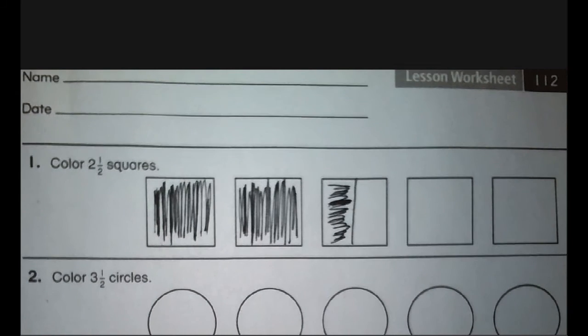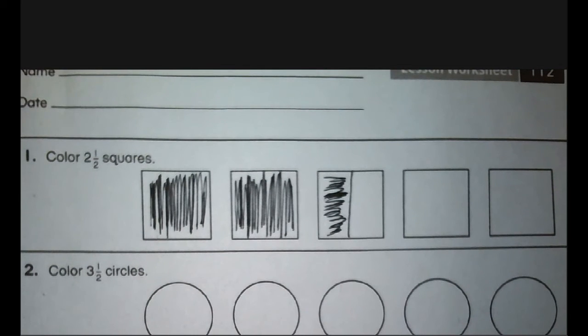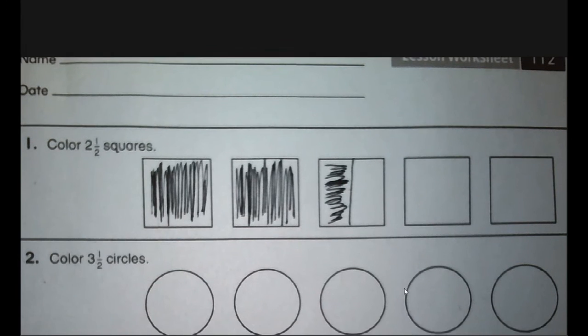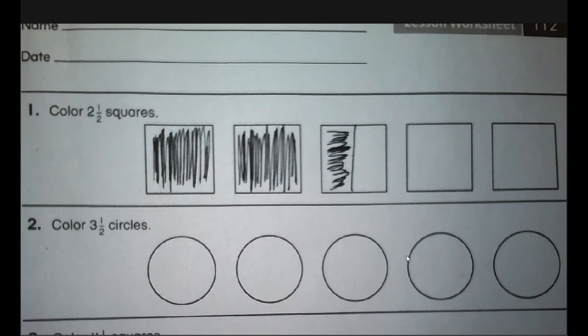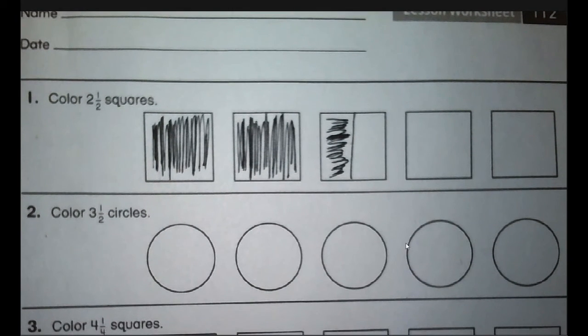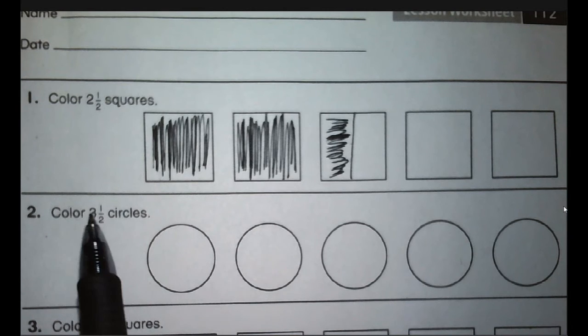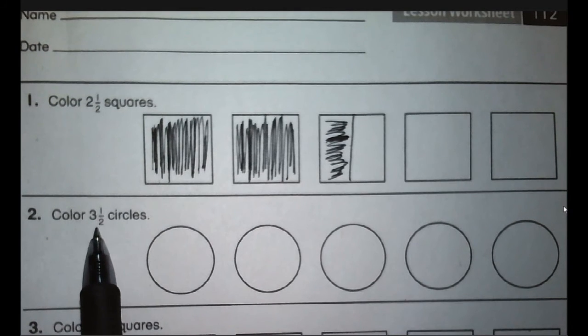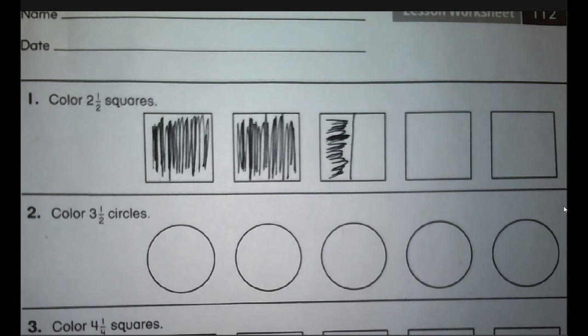Okay, number 2. Instead of squares, we are dealing with circles. And it says color 3.5 circles. So that means we're going to need 3 completely colored in circles and then 1 circle that is colored in half. So we're going to start with our full circles.